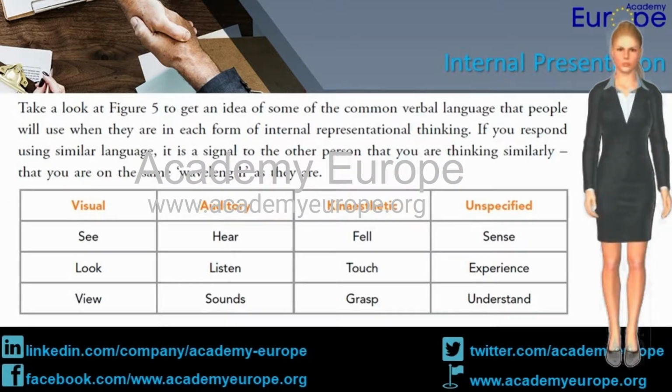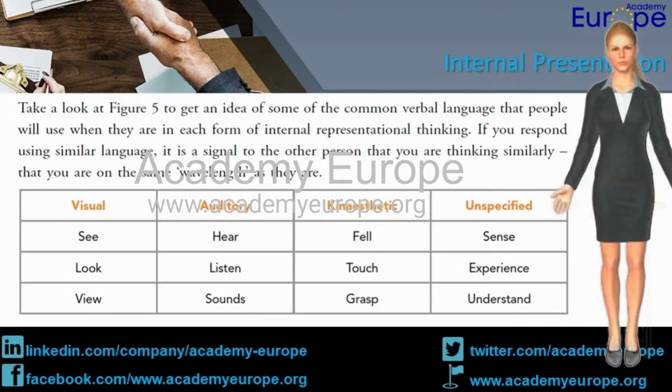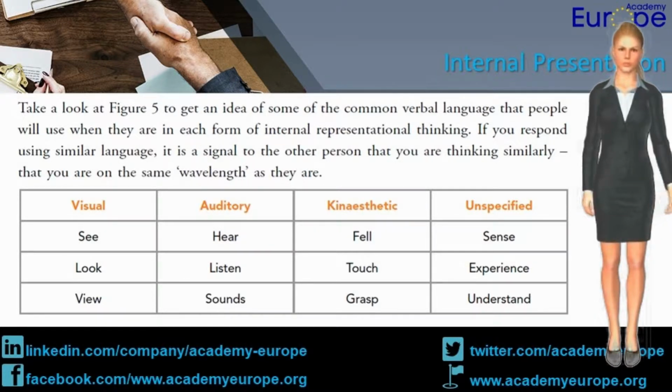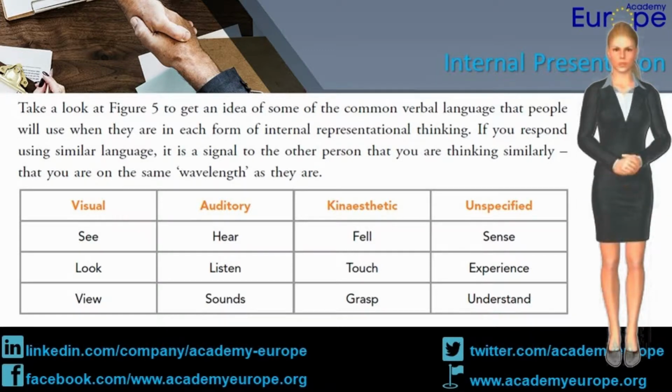Take a look at Figure 5 to get an idea of some of the common verbal language that people will use when they are in each form of internal representational thinking. If you respond using similar language, it is a signal to the other person that you are thinking similarly, that you are on the same wavelength as they are.